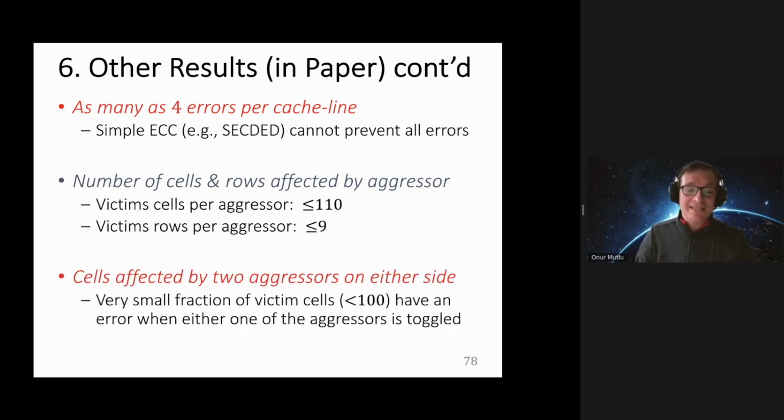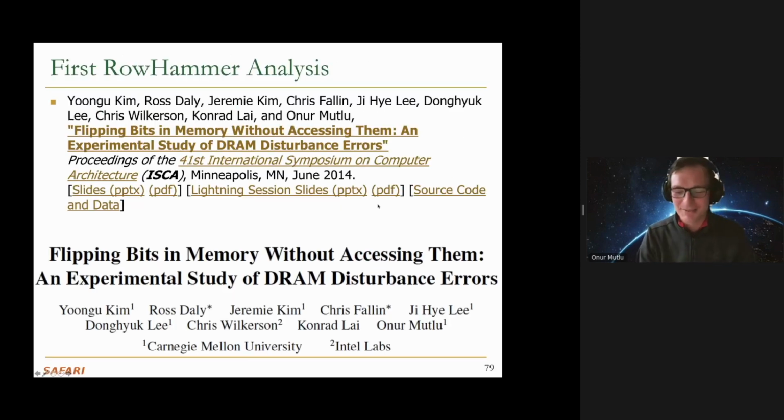We also showed that cells are affected by 2 aggressors on either side. So you can actually sandwich a row between 2 aggressors and hammer both of those aggressors, and the victim will have a lot more bit flips. And actually, this is used later by Google to develop the double-sided Rowhammer attack, which we did not introduce. So that's a good idea, I think, the double-sided Rowhammer attack. Okay, so that was the first Rowhammer analysis in this paper.